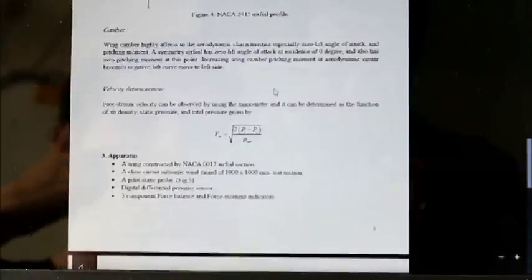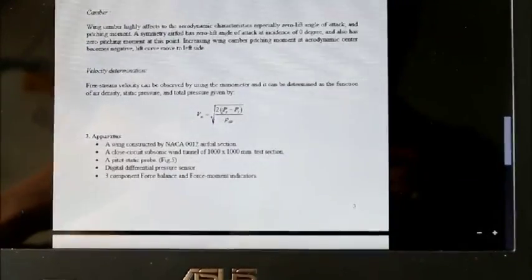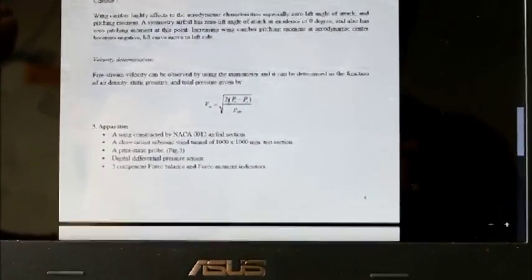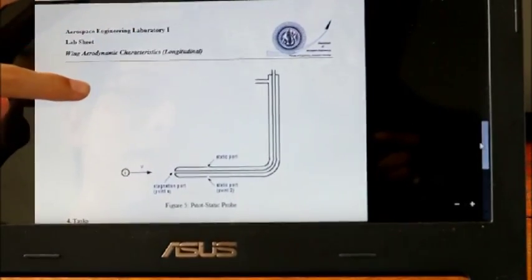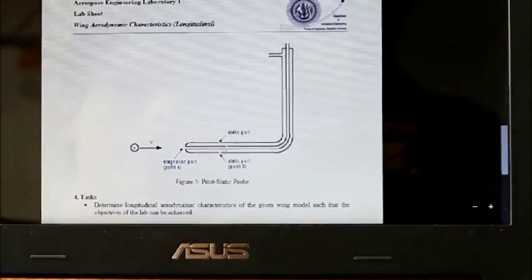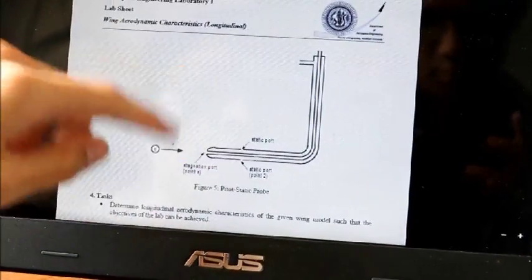How can we measure the wind speed? We can calculate it from this formula because our wind tunnel can measure only the pressure difference, PT minus PS. How does the wind tunnel measure PT and PS? Here we go, this is the pitot tube. The pitot tube measures the stagnation point here, which is the PT, and the static port here, which measures the PS. Then we can find the pressure difference. As we get the pressure difference, we can plug it into this formula, and then we get the wind speed here. Thank you.